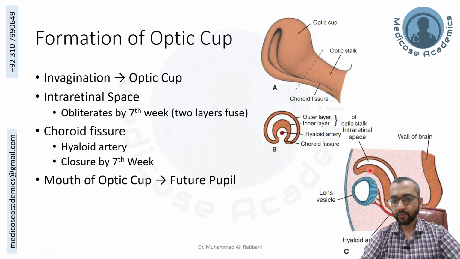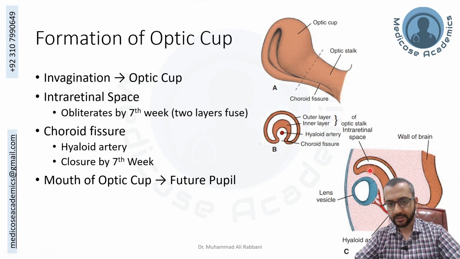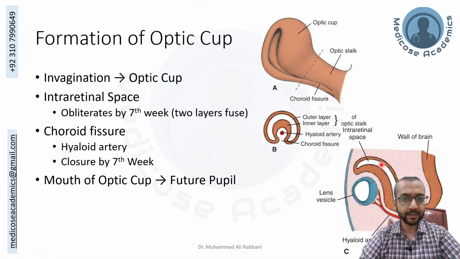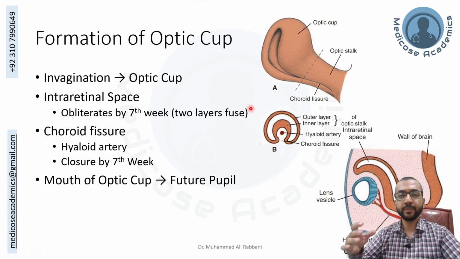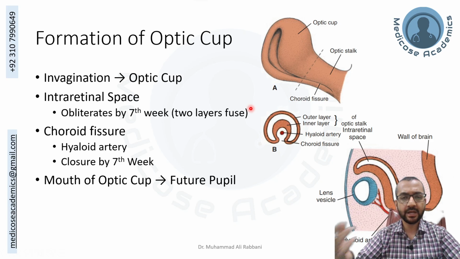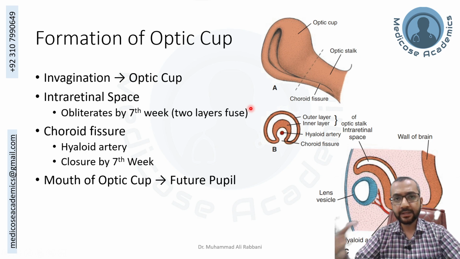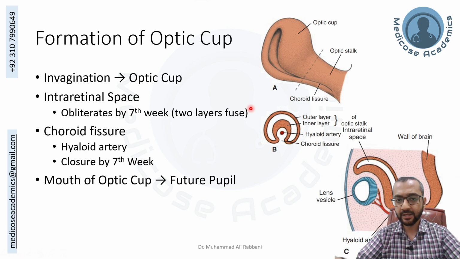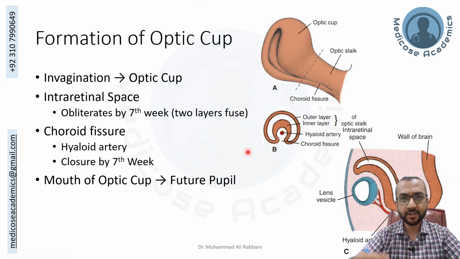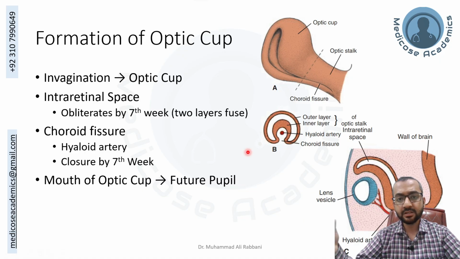In the following weeks till the 7th week, these layers grow enough and become approximated, obliterating the interretinal space between them. I have used the word fused, but this fusion is not so much anatomical as functional, and this remains a weaker point in our retina in the case of high blood pressure, hypertension, trauma, or many other causes. The layers may separate, so this remains a potential point.